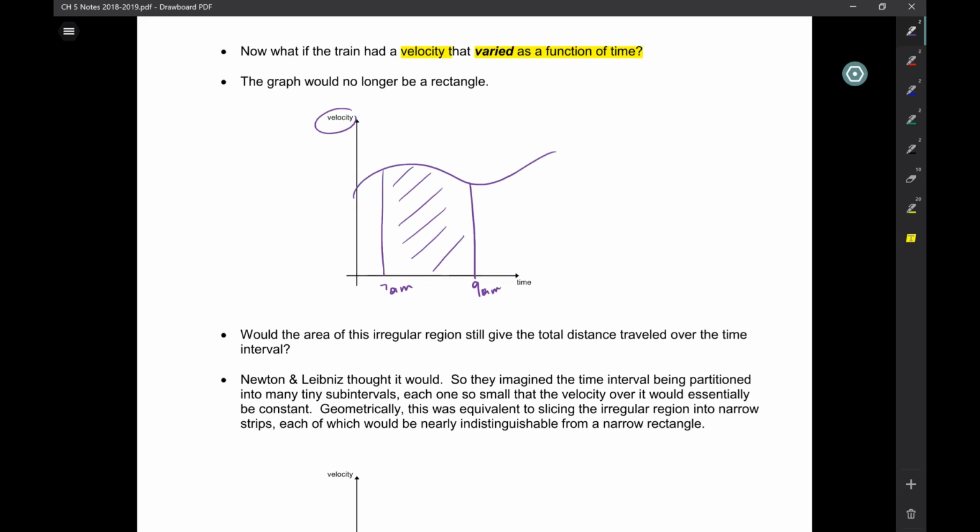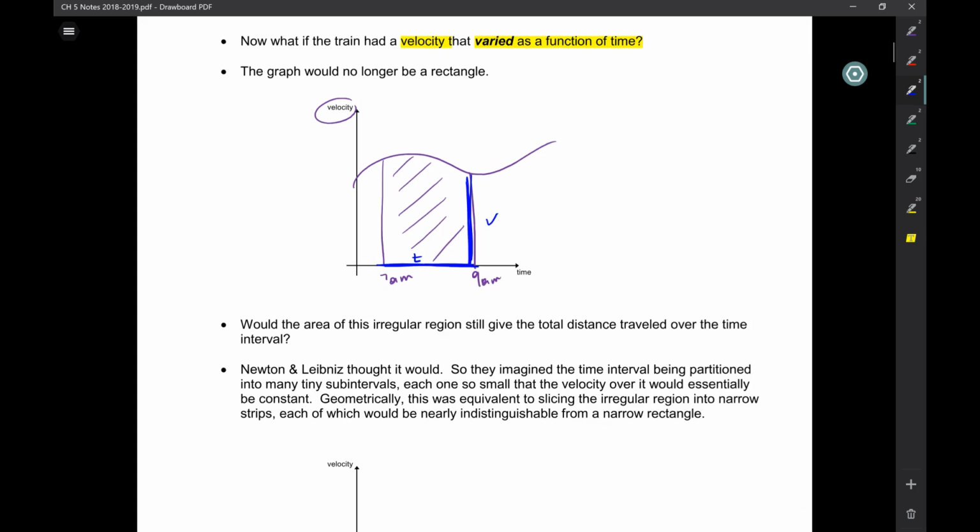Now, here's a question for you. Would the area of this irregular region still give the distance traveled? Yeah, because the base is still time. The height is still velocity. So if you want to find the area, you're still multiplying those two, which gives you the distance.